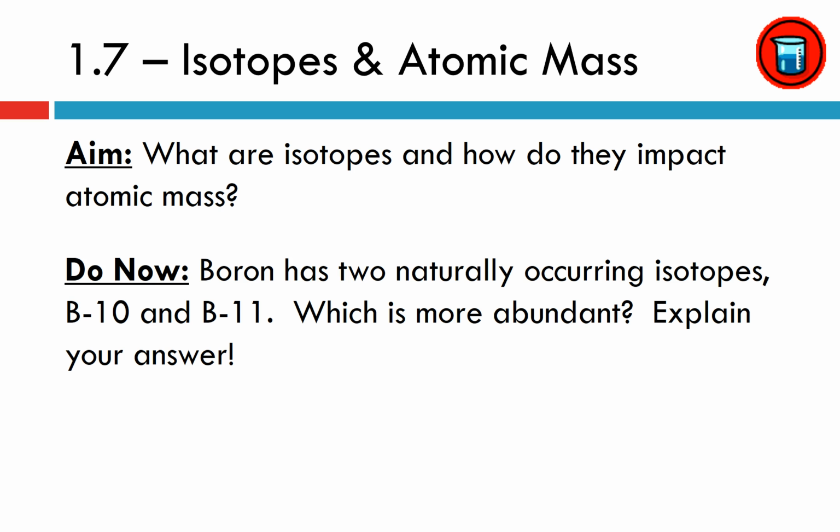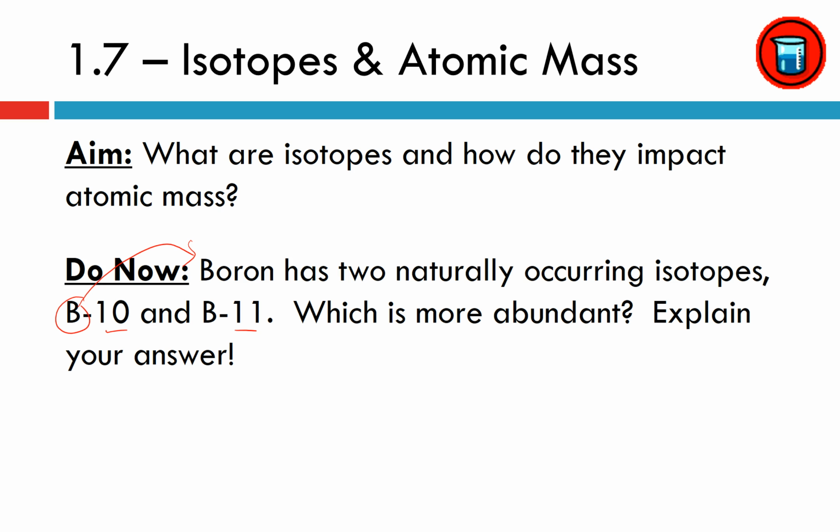Alright, so just to review some stuff that we talked about during Screencast 1.6. We say B10 and B11. The B, of course, represents the element boron. The 10 and the 11 are the atomic mass of that atom of boron. So one has an atomic mass of 10, one has an atomic mass of 11. And our job is to try to figure out which is more abundant. And just with the information we have in front of us, there's really nothing more you can do than guess.